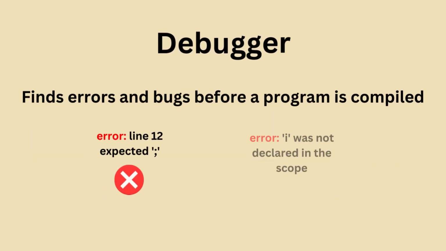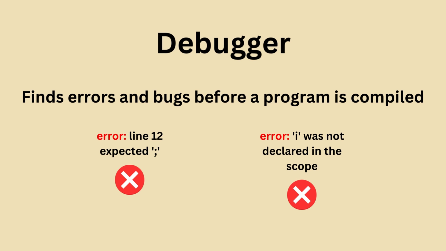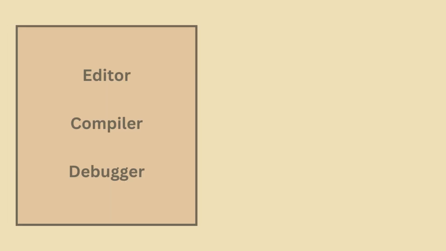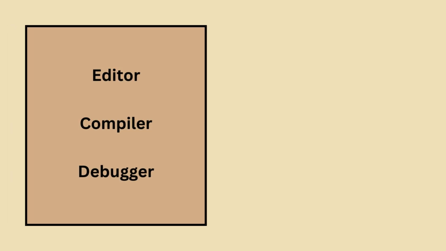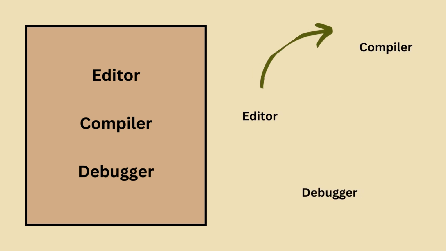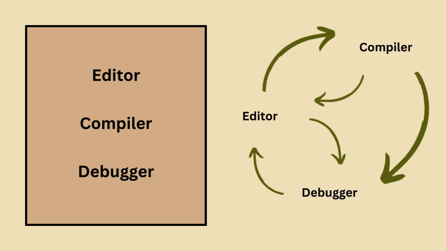Lastly, the debugger is a tool which handles finding and fixing errors in a piece of code before the code is compiled. By having all these different things in a single place, rather than scattered about, it avoids the need for programmers to have to switch between these different tools and makes the coding process a lot more efficient.